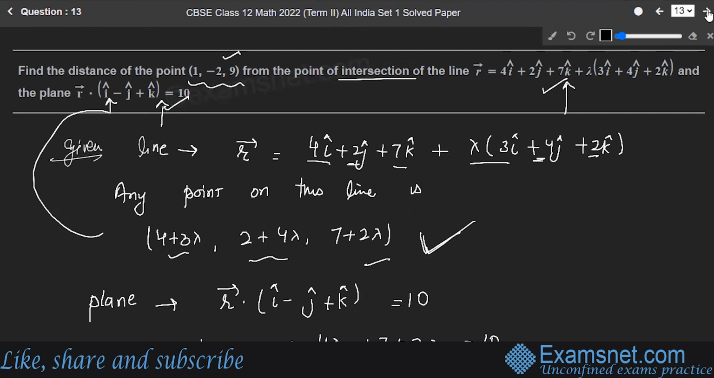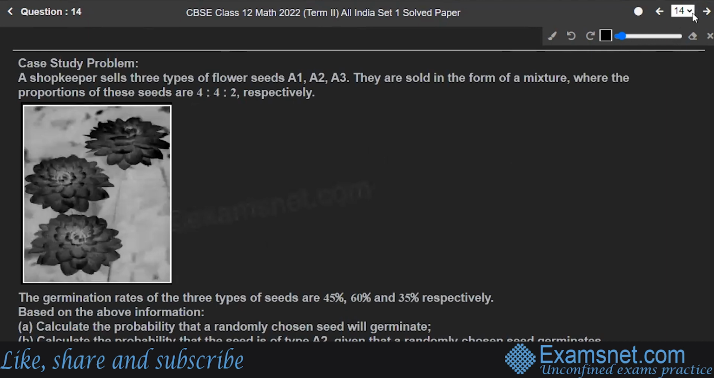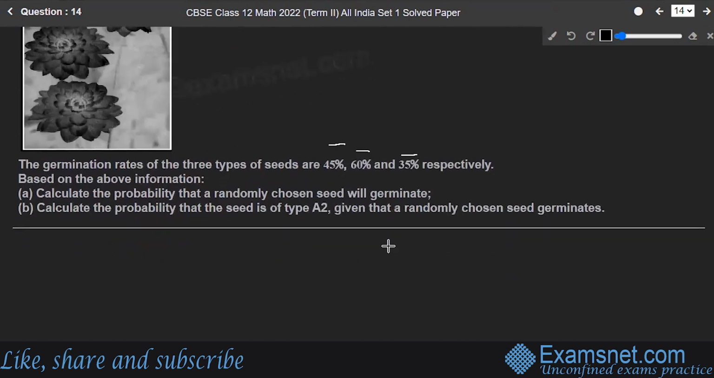Let's move to the next question, number 14, which is going to be the last question for this set. Now, this is a case study. Always the last question represents your case study. It says the shopkeeper sells 3 types of flower seeds, A1, A2, A3. They are sold in the form of a mixture where the proportions of the seeds are 4:4:2 respectively. The germination rates of the 3 types of seeds are 45%, 60%, 35% respectively. So based on this information, you have to calculate the probability that a randomly chosen seed will germinate.